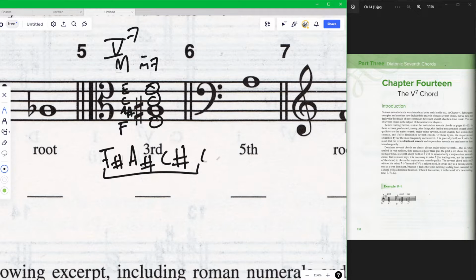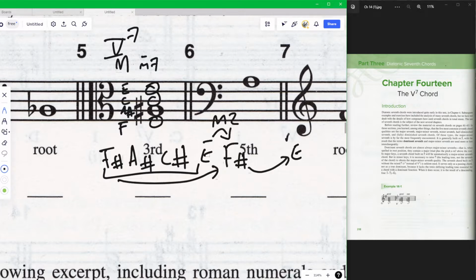Now what about the 7th? E. Okay, let's use the inversion method. Let's see if we need an accidental on E or not. Okay, so E to F sharp is how much? 1 whole step, so that's a major 2nd. So inverted, F sharp to E will be a minor 7th. So E natural works just fine. So your answer should be F sharp, A sharp, C sharp, and E natural. Leave it alone. Now we gotta talk about what key signature this would be the 5 of.